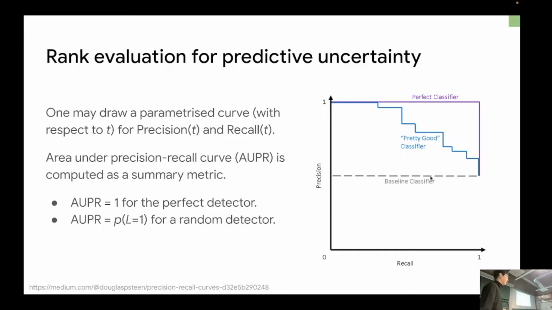And the baseline classifier is the one that has no idea what it's doing. It's just randomly assigning correct samples and incorrect samples with random confidence values. And in general, for this kind of baseline classifier, your precision level will remain at the level of the ratio of positive samples in the data set. So if the ratio of positives is, I would say, 90%, then your baseline classifier will be at 90%.